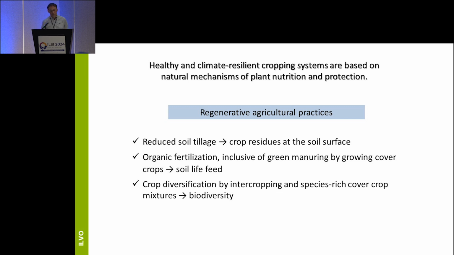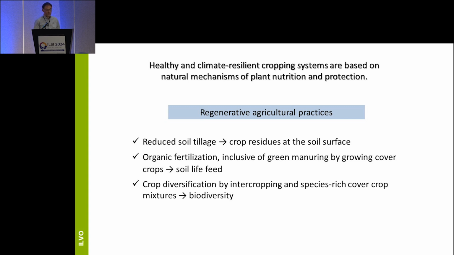So, having in mind these mechanisms in natural ecosystems and processes, let's have a look at regenerative agricultural practices. Soil management includes 3 measures. It's about tillage, it's about fertilization, and it's about crop choice. And what should we do? In fact, we should reduce soil tillage, at maximum. Also in a natural environment, you don't have tillage, mechanical tillage.